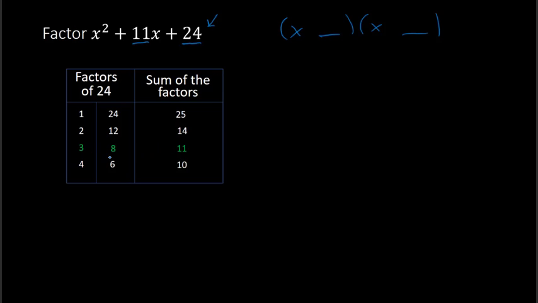Now the one I want is here in green, the 3 and the 8, because those would multiply to get 24, and they would add to get 11. So my numbers will be 3 and 8. So my factored form would be x plus 3 times x plus 8.